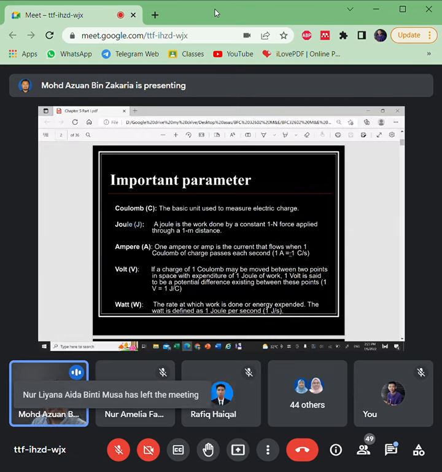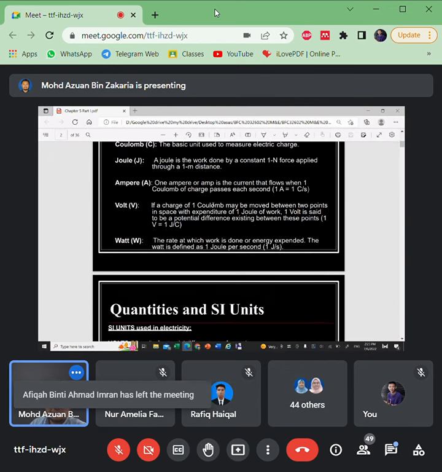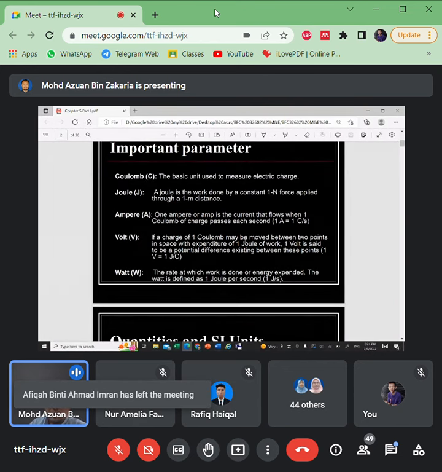How many charges per second, which we measure in amperes. So 1 ampere means 1 coulomb per second. We can say how many charges, 1 coulomb per second. And then the volt is when 1 coulomb is moved between 2 points in space with 1 joule of work.